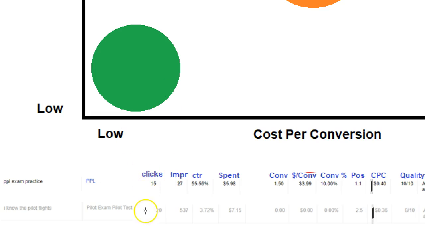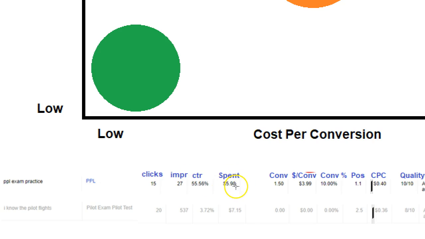If we look at their clicks, they're not too different. We've got about a 25% difference there. But if we look at their impressions, we've got a massive difference. One's 27, one's 537. My brain hurts just doing the maths on that, but it's a massive difference in impressions, which gives us a very different click-through rate. So this one here has a fantastic click-through rate.